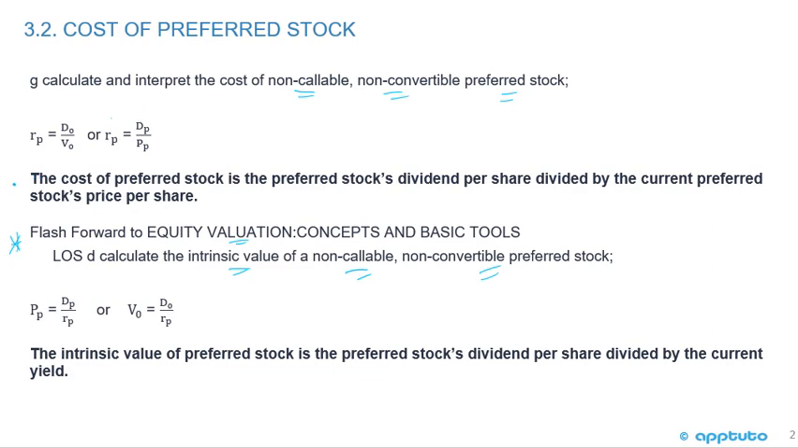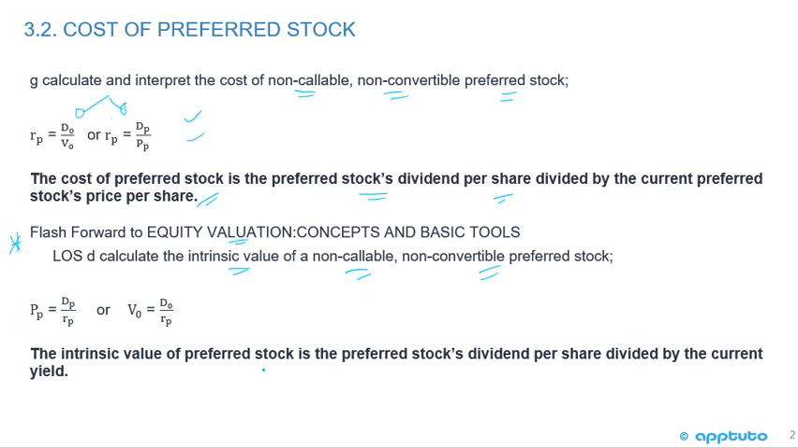So the cost of a preferred stock is the preferred stock's dividend per share divided by the current preferred stock's price per share. I've just written the formula in two different nomenclatures here. Sometimes you see D naught, sometimes you see DP, but basically what that is saying is that the cost of the preferred stock equals the dividend divided by the price.